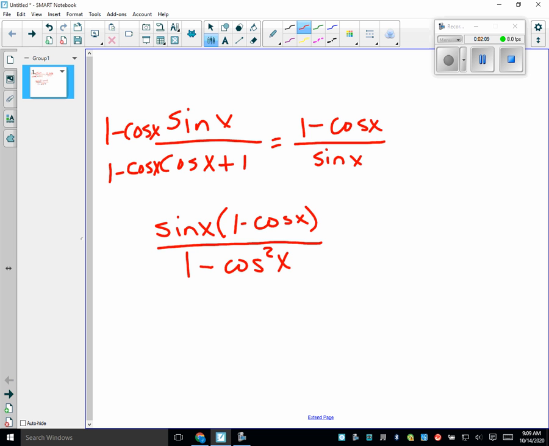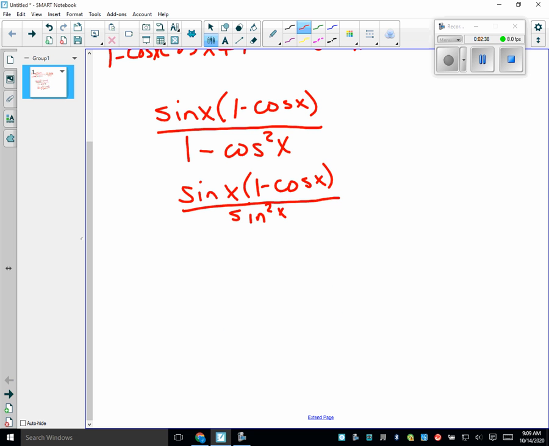Okay? Now, I have it in terms of cosine. I want it in terms of sine. Can I change 1 minus cosine squared to sine squared? Have you all got to where we've done that enough? You see that now? So I have sine of x times 1 minus cosine of x over sine squared x. How close am I to what I need?